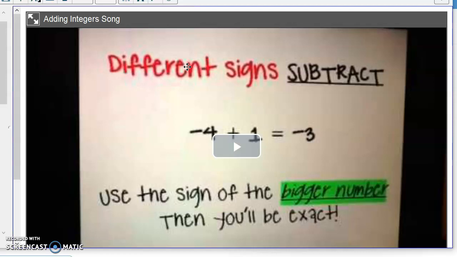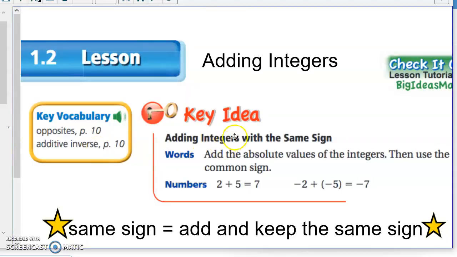And I say that song all the time because it really helps people remember how do we add integers, because the rules are different depending on what numbers you get. So first we're going to start with adding integers. When they have the same sign, you add and keep the same sign.